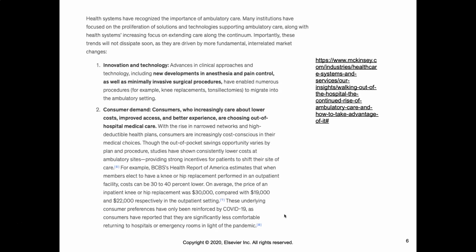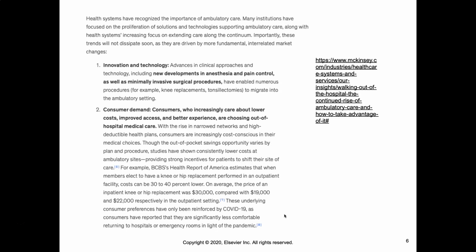Consumer demand. Consumers are increasingly concerned about having lower costs, improved access, better experience, and they find that sometimes in settings that are outside of the hospital, the traditional hospital. And so ASCs can provide those things to patients. There's more convenient parking, sometimes there's even valet parking. There are facilities designed specifically for ambulatory surgical care and for the waiting area and the flow. It's very different than retrofitting a hospital.